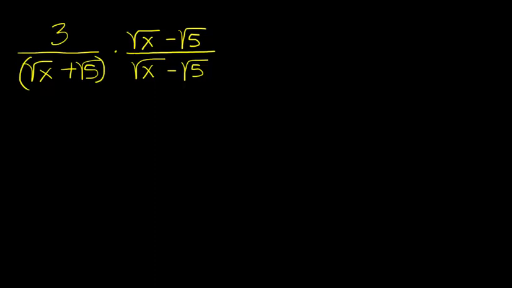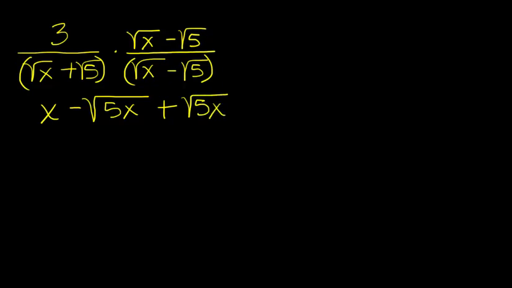In our denominator, when we multiply, we see that we would take square root of x times square root of x, which is square root of x squared, or x. Then we would have minus, and we would take square root of x times square root of 5, which is square root of 5x. Then we'd have a plus with taking square root of 5 times square root of x, which is square root of 5x. And then we would take square root of 5 times negative square root of 5, which is negative square root of 25, or minus 5.